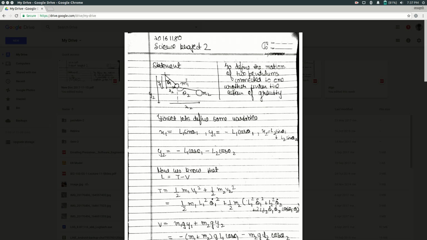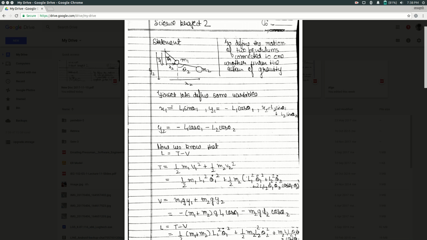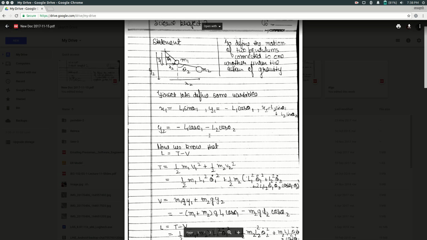We have to analyze the motion of two pendulums that are connected to one another and are under the action of gravity. So this is our first bob and this is our second bob. Theta 2 is the angle which the second bob makes with the vertical, and theta 1 is the angle that m1 makes with the vertical. So this length is y1, this is y2, x2, and x1, and these x1, x2, y1 and y2 are defined here.